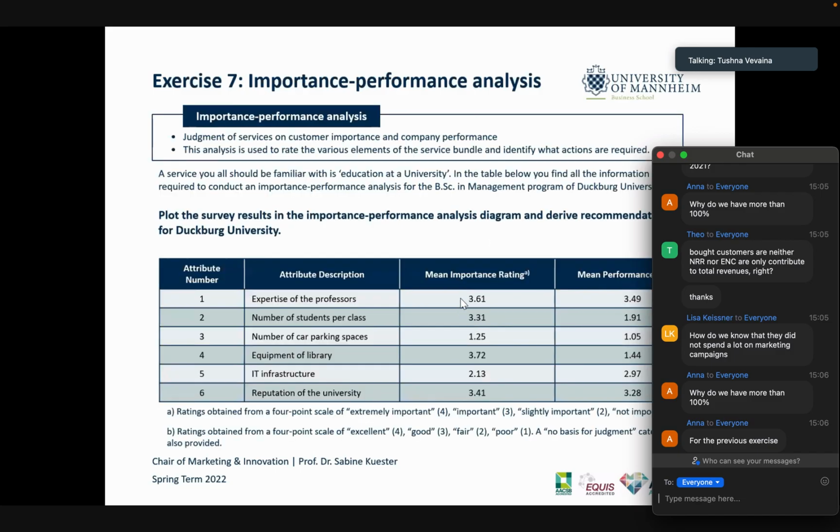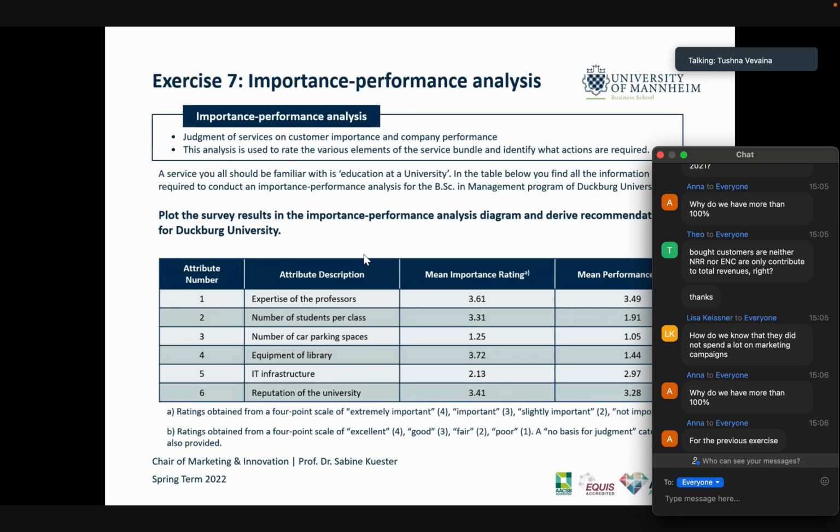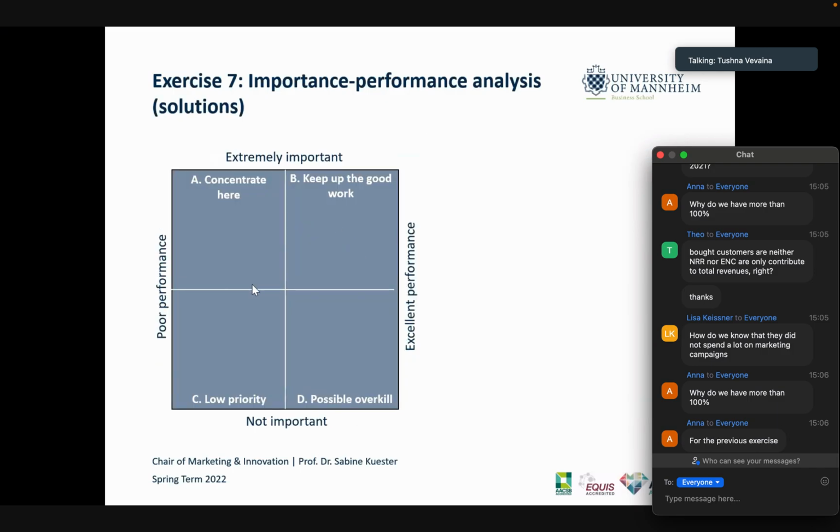So what we see is, okay, with expertise of professors, you have 3.61 and 3.49. 3.61 in the importance rating would push it comparatively higher, and similarly 3.49 as well would push it comparatively higher in terms of excellent performance. So you would somewhat land up over here with your first attribute.